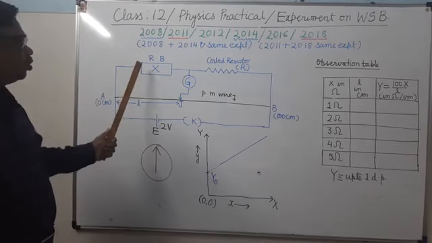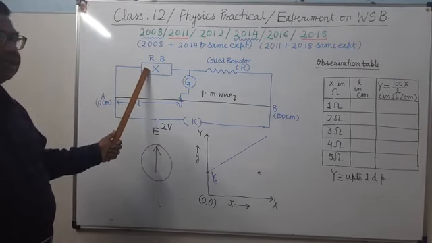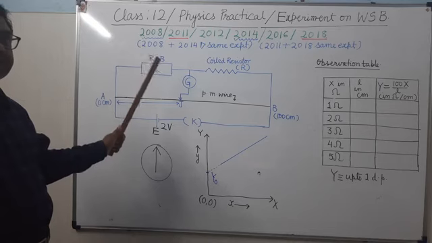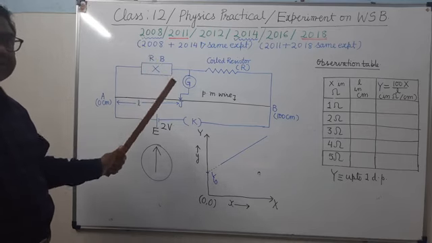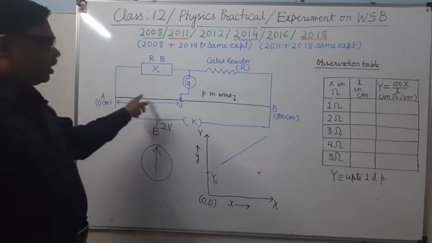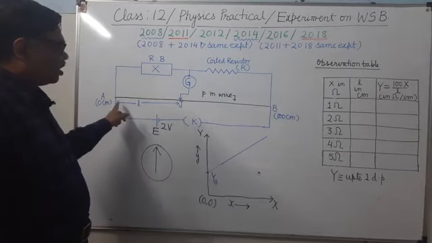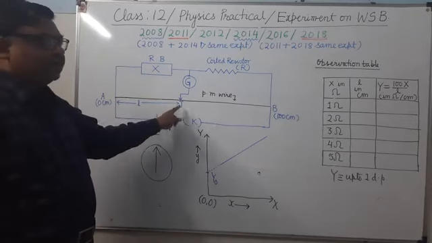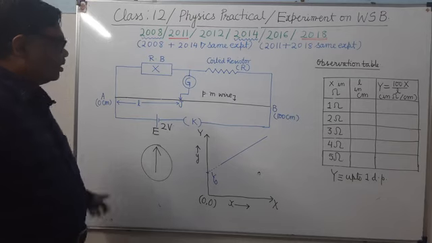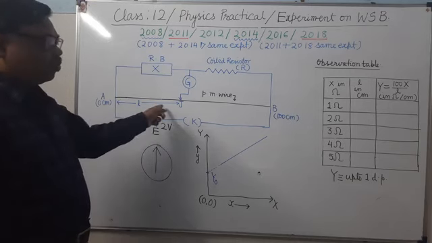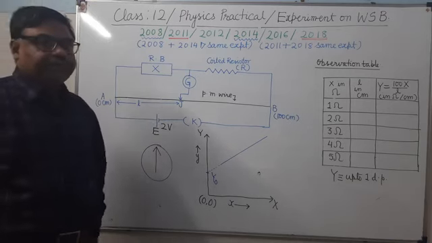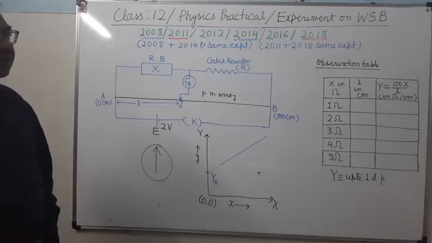Then you introduce 2 ohm here. And all the other keys should be tightly fixed. Once again, locate the null point. Record the value of L. Write it down there. Then for 3 ohm, 4 ohm, 5 ohm, we will repeat the experiment.